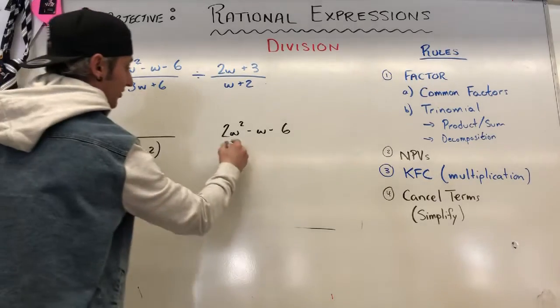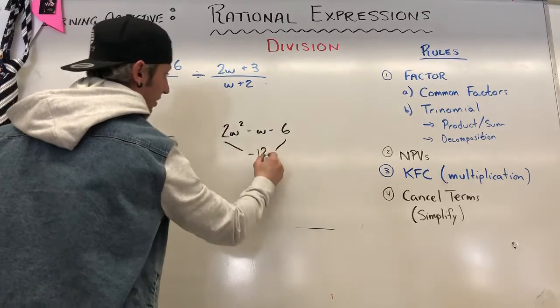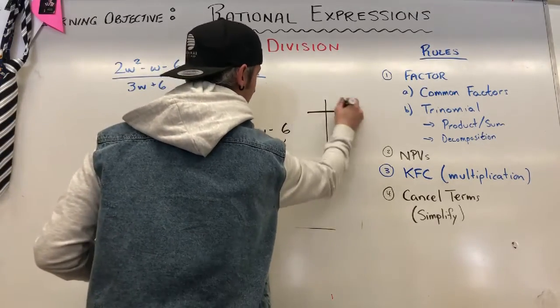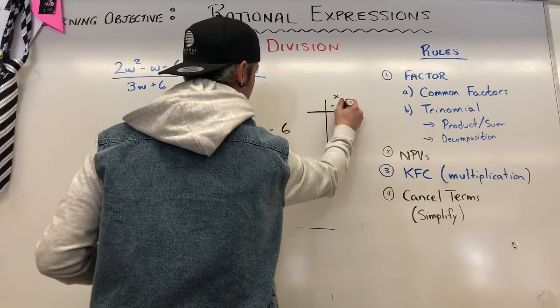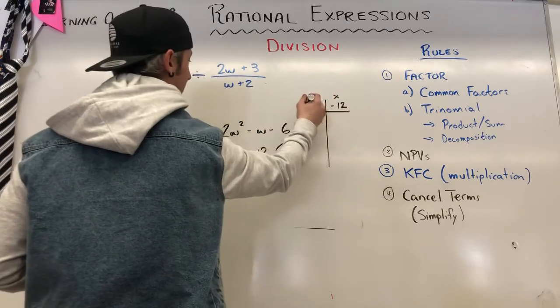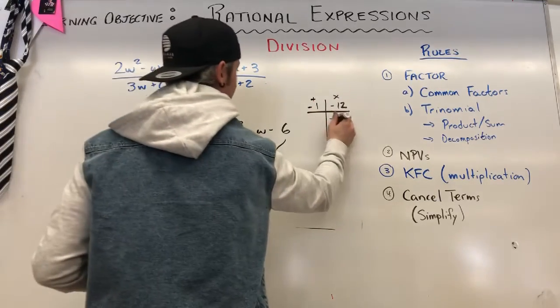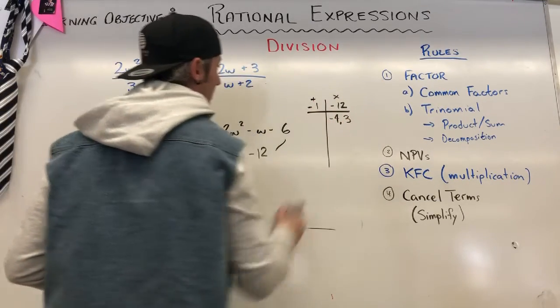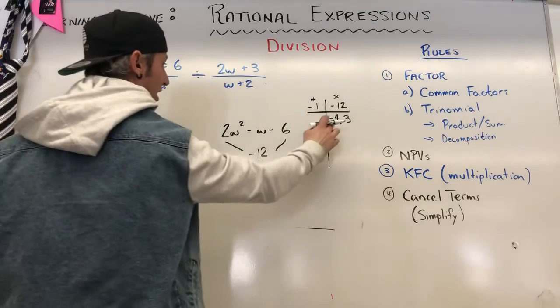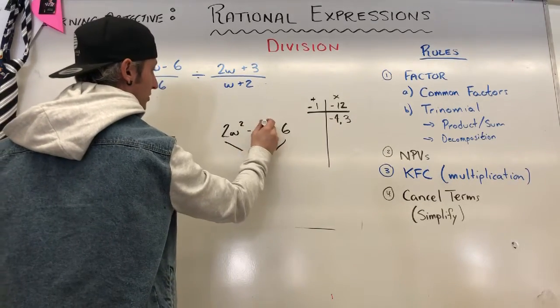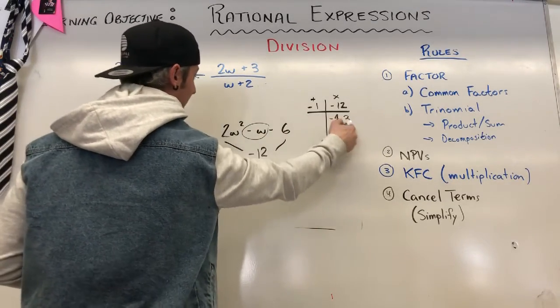First step in decomposition, multiply these guys together. I get negative 12. I'm going to set up my table. I'm trying to find two numbers that multiply to make negative 12 and add to negative 1. And if you guessed negative 4 and positive 3, you guessed right. So now I'm going to replace negative w here as the sum of these two.